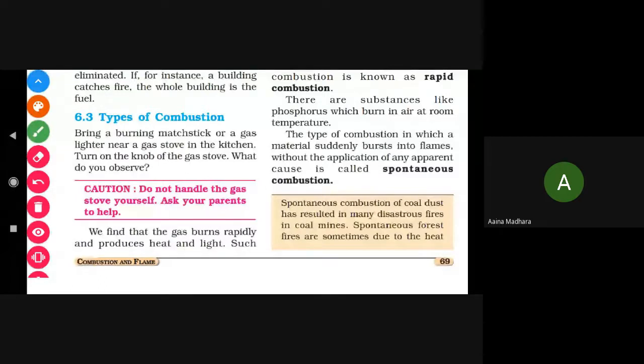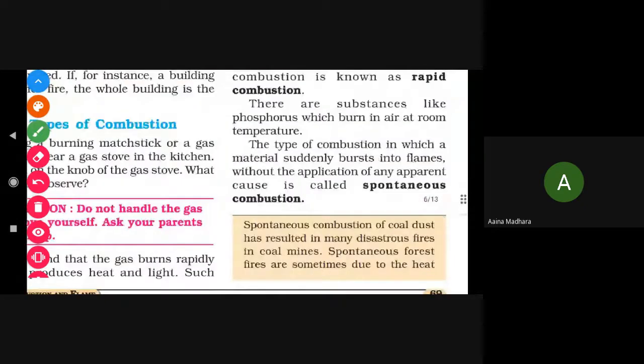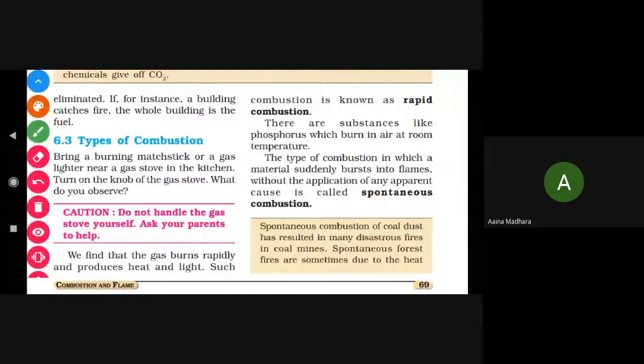So there are two types of combustion. First of all, there is an activity for you. You have to bring a burning matchstick or a gas lighter near the gas stove in the kitchen, turn on the knob, and you need to do it in the presence of your parents or your guide, okay? We find that the gas will burn rapidly and produce heat and light. Such combustion is known as rapid combustion.